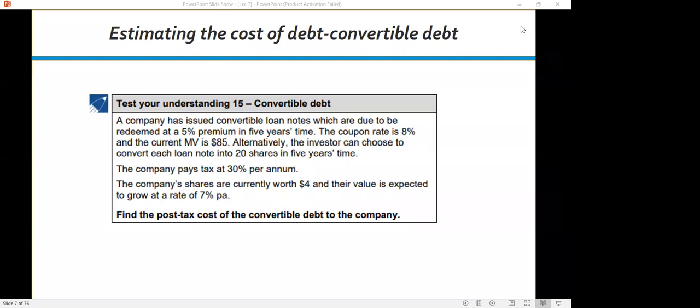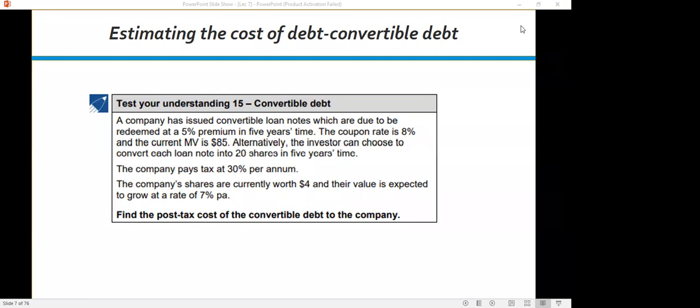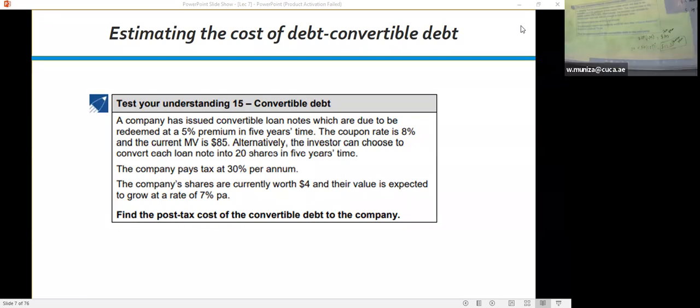Eleven point 5%. 11.5%. Harsha, did you give the same? 11.5%. So this is IRR. Basically, this is the post-tax cost of the convertible debt to the company.